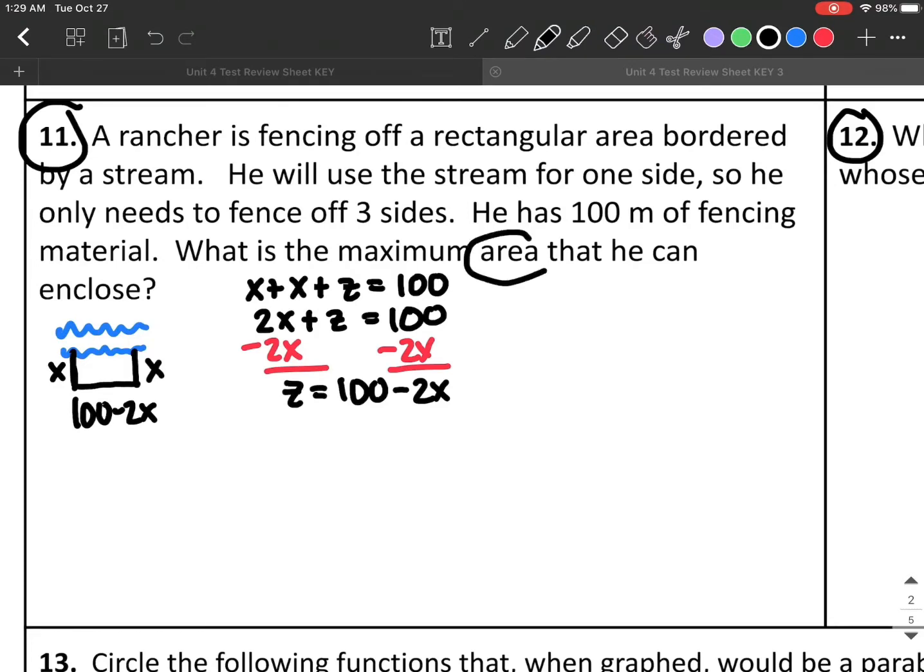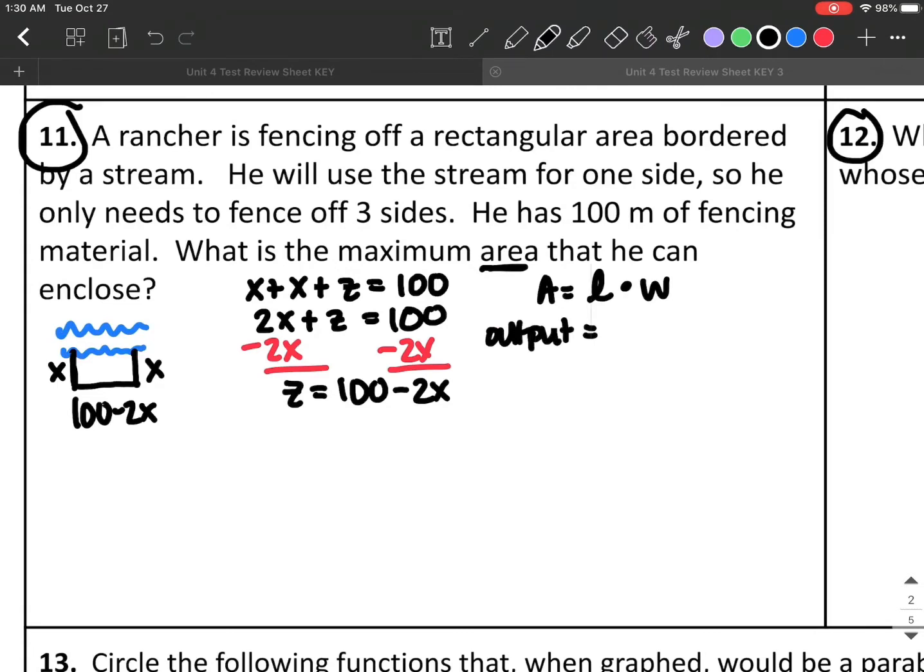I'm talking about the area. I want to find the maximum area. So first I need an equation for the area of this rectangle. I know area is equal to length times width. So I need to multiply the length times width here. I know the length is 100 minus 2x and the width is x. So I'm multiplying to find this output of the area.